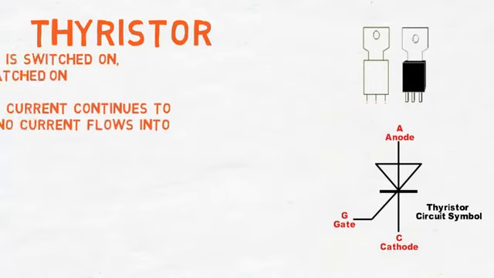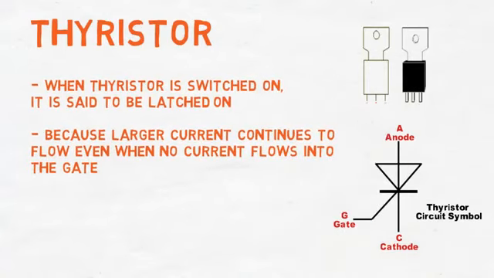When the thyristor is switched on, it is said to be latched on. This is because larger current continues to flow even when no current is flowing into the gate of the thyristor.